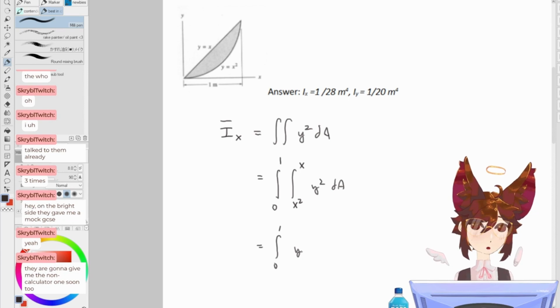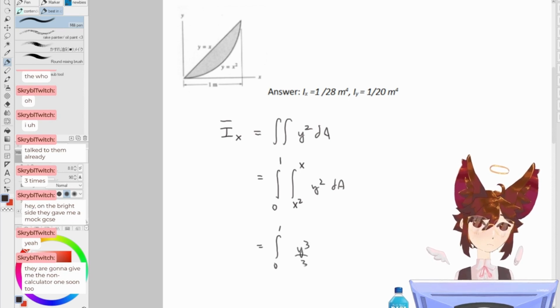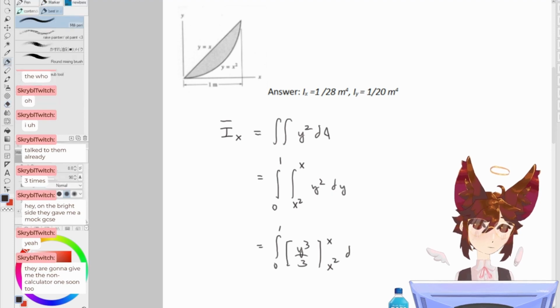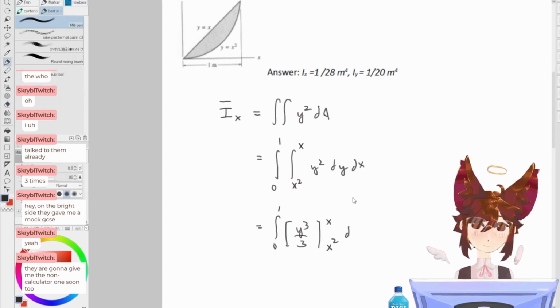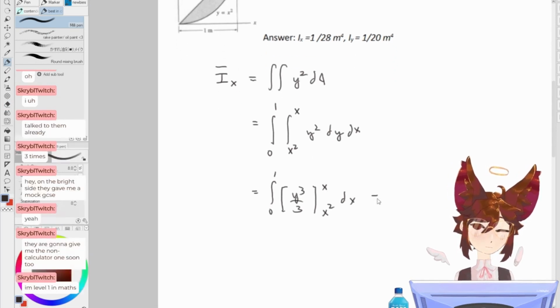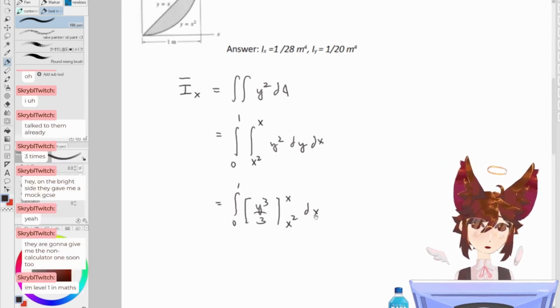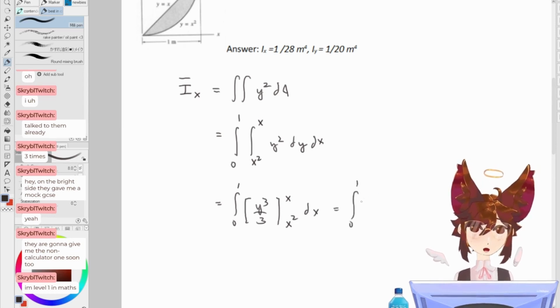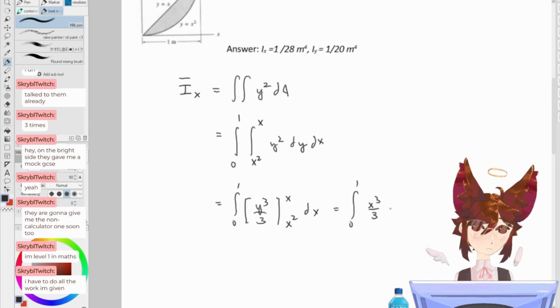It's gonna be y cubed over 3, x to x squared. Oh boy, this is gonna be a little... Alright, this should be dy dx, there we go. dx. 0 to 1. Okay, so we're gonna get x cubed over 3 minus x to the 6th over 3.